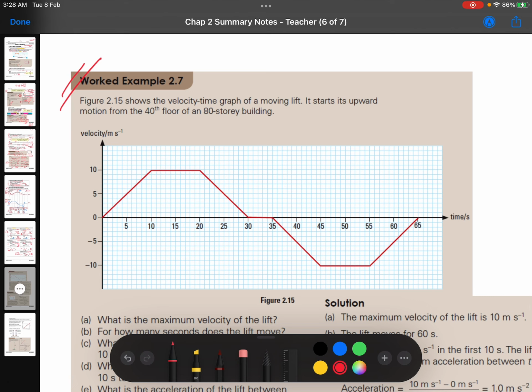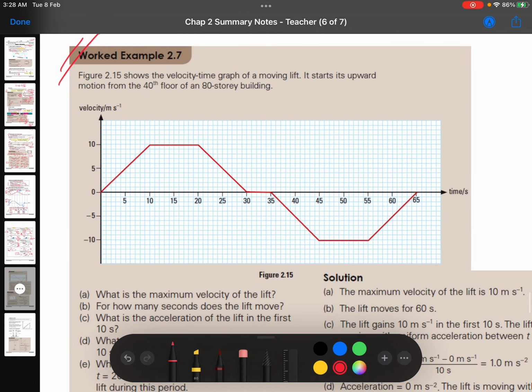example 2.7 for today. Figure 2.15 shows the velocity time graph of a moving lift. Now, you need to be able to suss out the information, right? So this lift starts its upward motion from the 40th floor of an 80-storey building. Sometimes to help you visualize, you must draw a building that is 80 storeys, and your lift is somewhere here, 40 storeys, right?